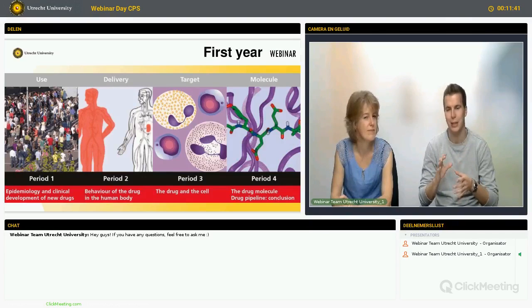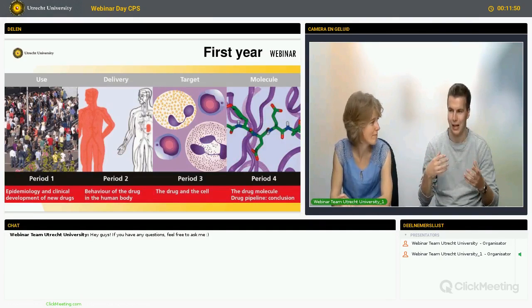The second course is then about looking at how the drug works in the body. So when you take a pill, where does it go, where does it leave the body, what effects do these have, and how we need to consider that when we're making a new drug.